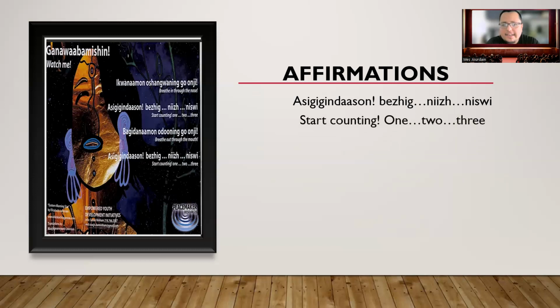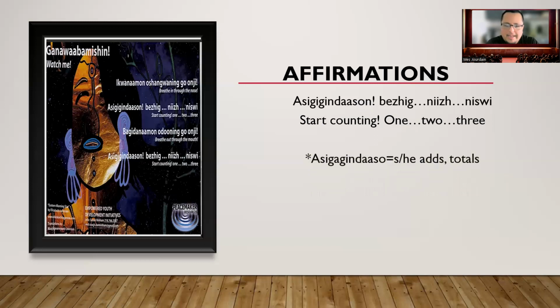A sigigindason means to start counting, to one person. There's that N signifying one person. If we're going to add more than one, we would either use a G, or right here in Red Lake we would say yok. A sigigindaso yok. Okay, start counting is how we would use it here.